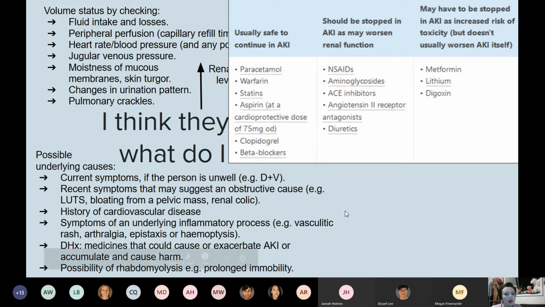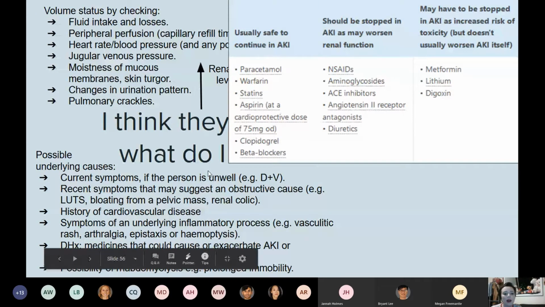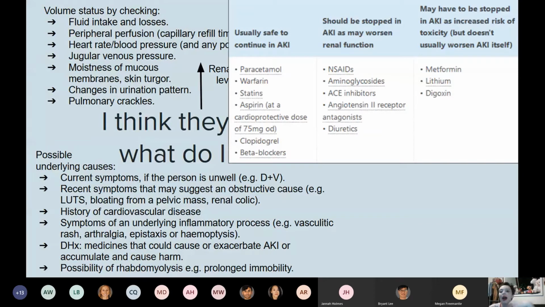In terms of possible underlying causes, these really relate back to lots of things we've said, so I won't go into tons of detail, but you want to know, have they recently been unwell? What are their current symptoms? Do they have a history of heart disease, liver disease? Have they had an AKI in the past? What medications are they on? And that's not just because the medication could cause the AKI, you want to know if it's safe to carry it on.